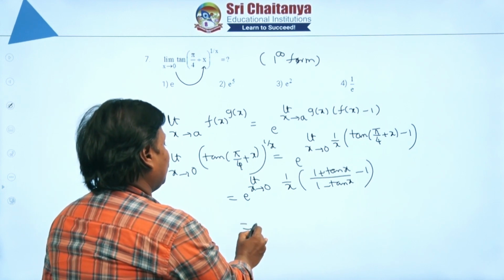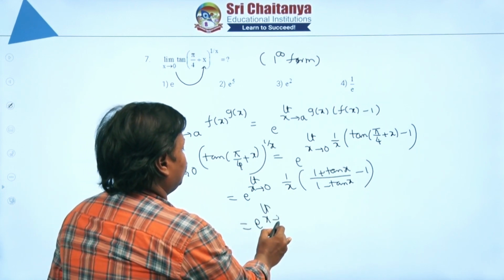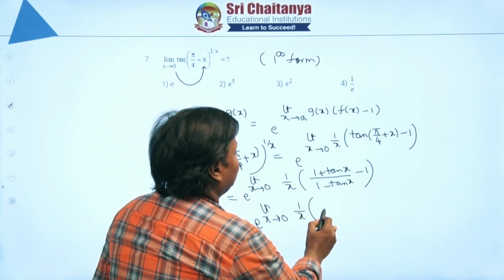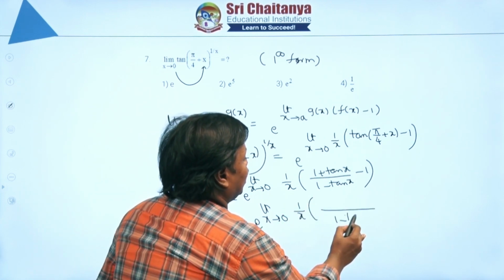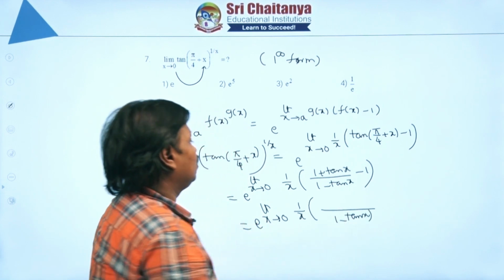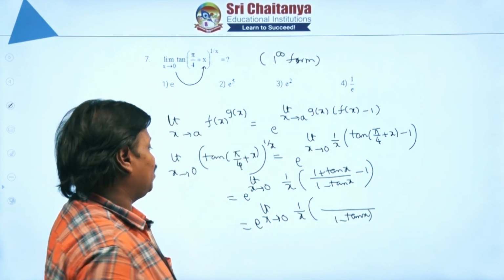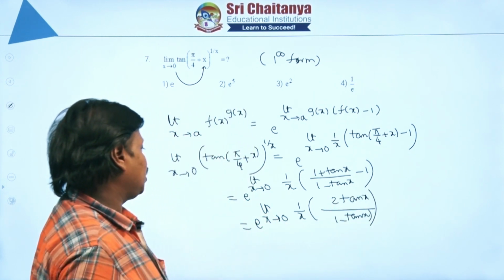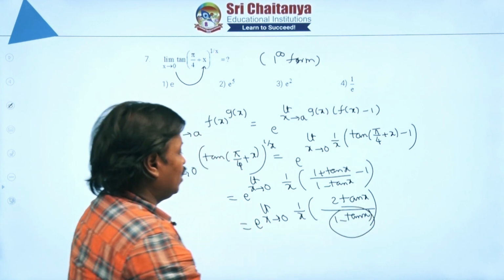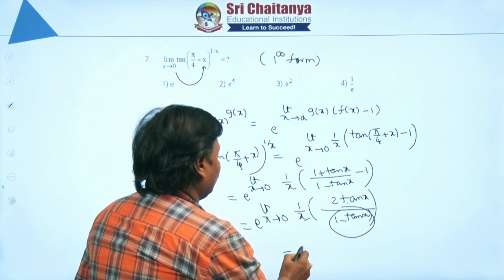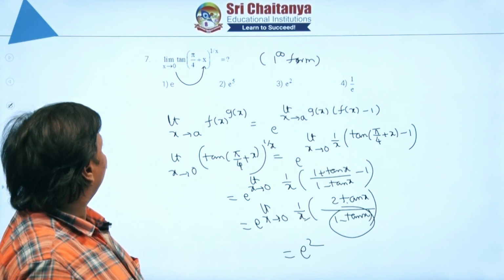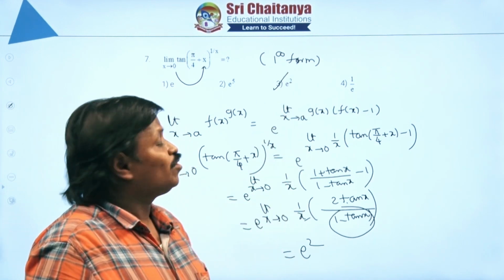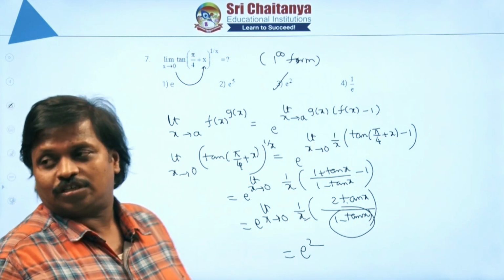So this is nothing but e power limit x tends to 0. If you take LCM, you will get 1 minus tan x in the denominator, and 1 plus tan x minus 1 minus tan x is 2 tan x. When you substitute x equals 0, this is 1 only, and tan x by x value is 1 only. So the answer is e power 2. So my option is option 3. This is a very simple question. Let us see the next question.